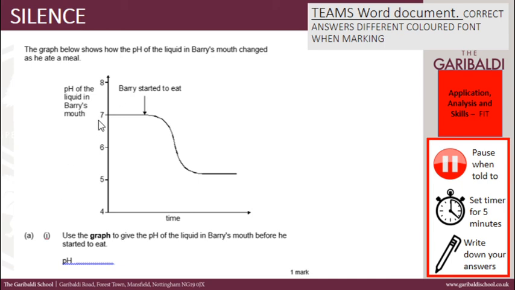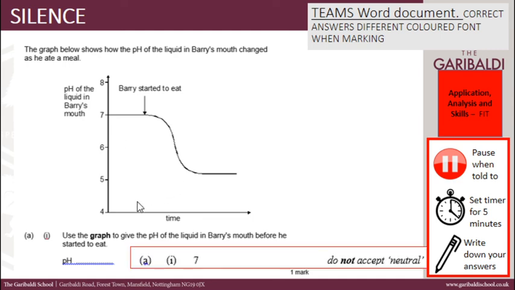So you look at your graph. Your graph gives you all the information you need. You can see Barry started to eat. If you go across, you can see that is pH 7. So your answer should be pH 7. If you put neutral, unfortunately we cannot accept that answer. It's asking you for a pH number.